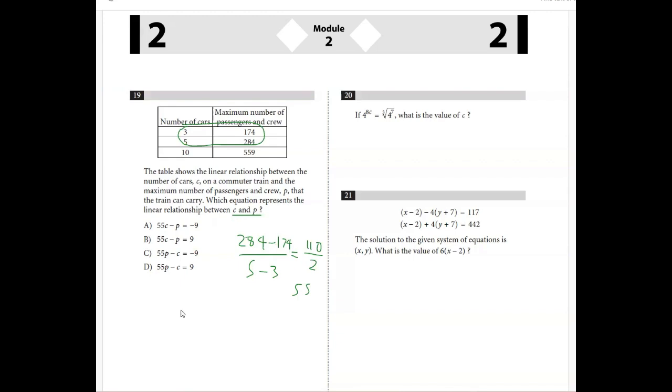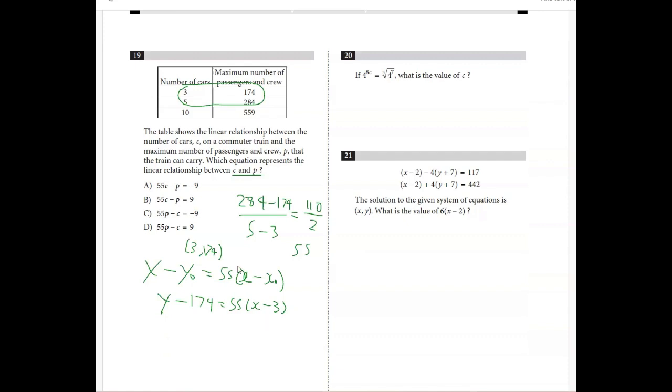55 is our slope. And y minus y0 is equal to 55 times x minus x0. I'm going to put 3, 174 here. So y minus 174 is equal to 55x 3. And this becomes y is equal to 55x plus 9.